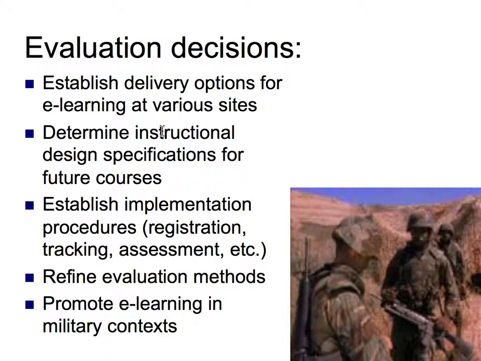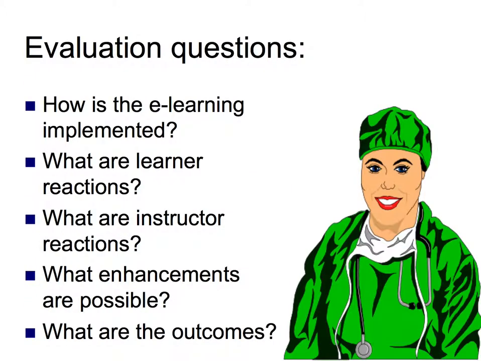So, evaluation decisions. Establish delivery options for e-learning at various sites to try to figure out what's the best way to deliver this content at the various sites. Determine instructional design specifications for future courses. So if this is successful, we may want to build more courses in the future. Establish implementation procedures, registration, tracking, assessment, so you can work out some of the logistics of finally implementing this content. Refine the evaluation methods, and then promote e-learning in the military context. So these are some of the decisions that stakeholders were going to make in this project.